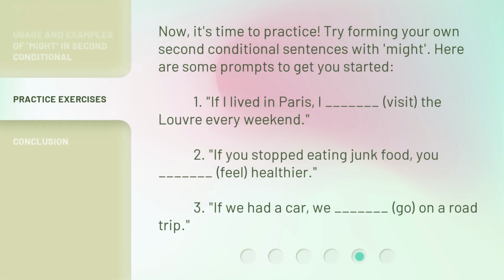Now, it's time to practice. Try forming your own second conditional sentences with might. Here are some prompts to get you started. 1. If I lived in Paris, I blank visit the Louvre every weekend. 2. If you stopped eating junk food, you blank feel healthier. 3. If we had a car, we blank go on a road trip.